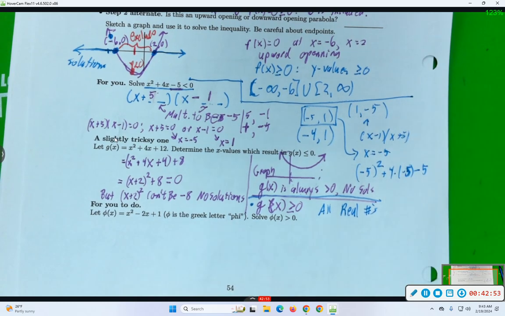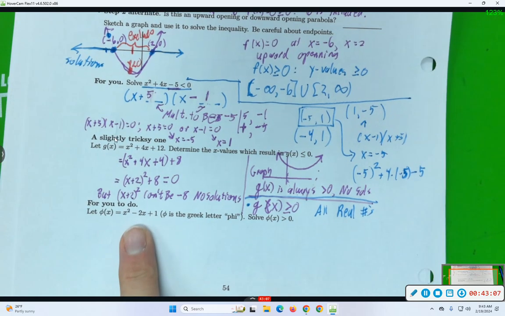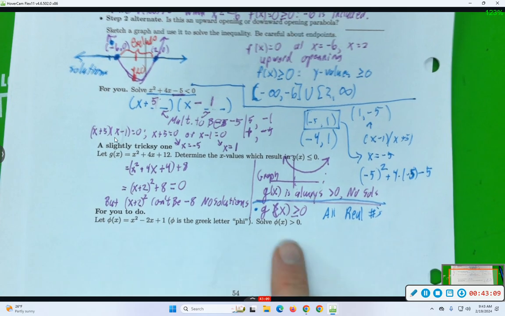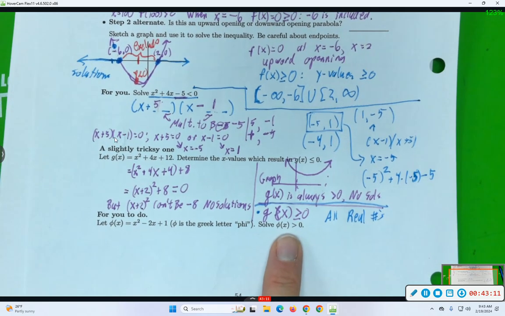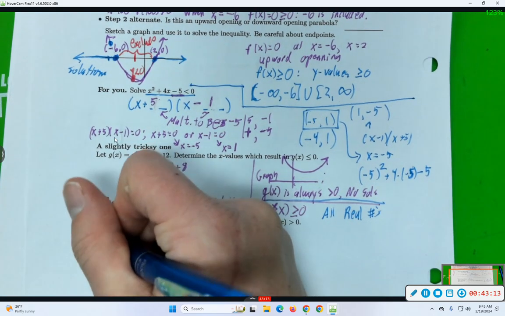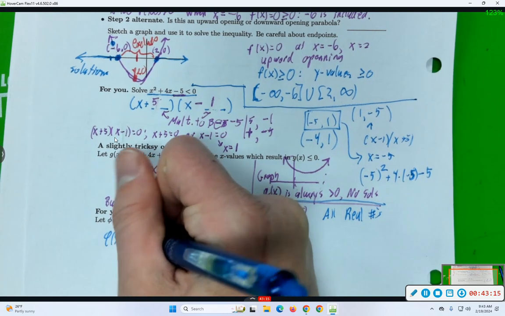So in the case that there are no solutions to equality, I bet that the resolution to the inequality is always going to be either nothing or everything. The only other case is maybe there's only one solution. Here's another one, x squared minus 2x plus 1. Let's solve that is bigger than 0. And let's start with phi of x equals 0.